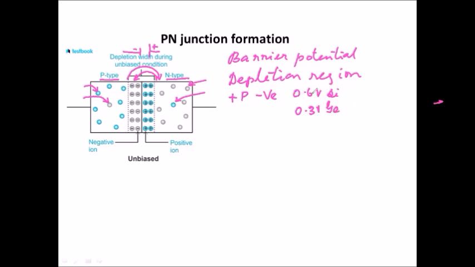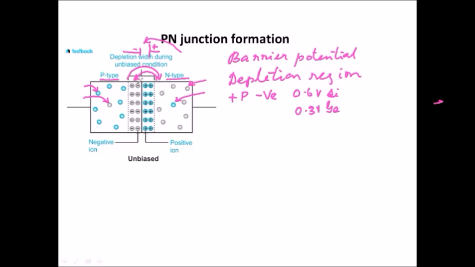And these voltages are similar to, or almost equal to, the barrier potential. So only if a voltage more than the barrier potential is applied, the diode or the PN junction will start conducting in the forward direction. Otherwise, the PN junction will not conduct.